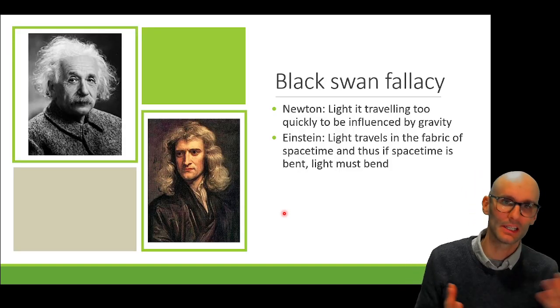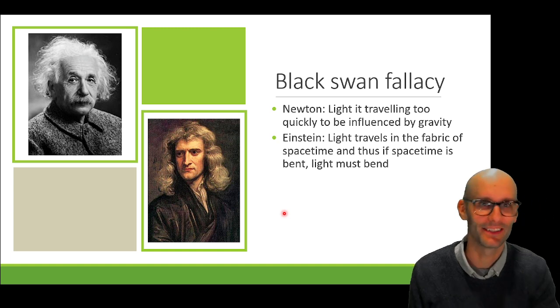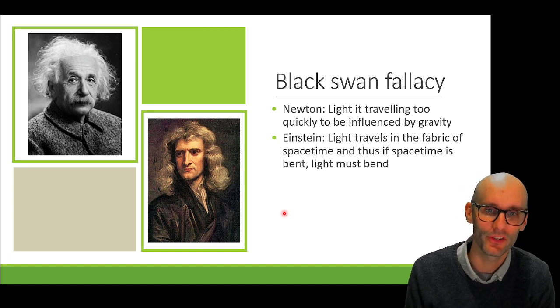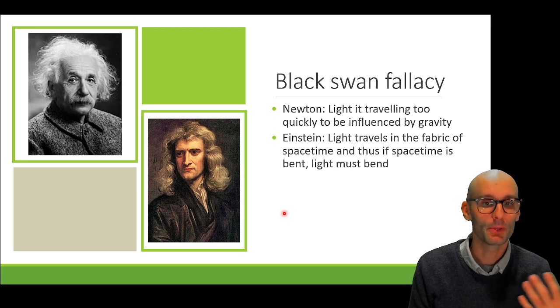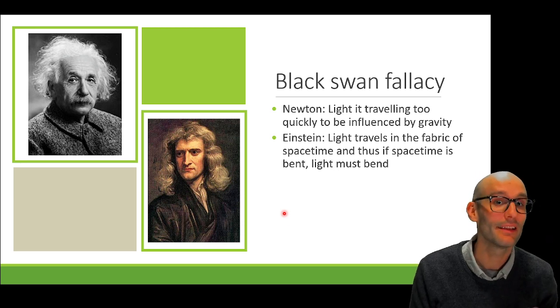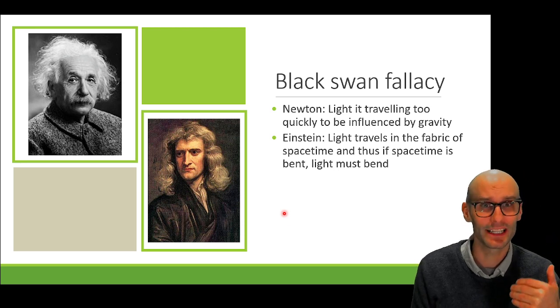And they quickly devised a number of ways to test it. There's the orbit of Mercury, but this was the first test: Newton believed that light was traveling too quickly to be influenced by gravity, and it was really low mass.